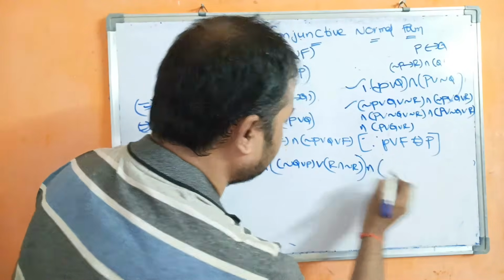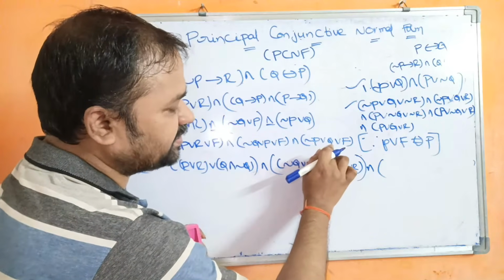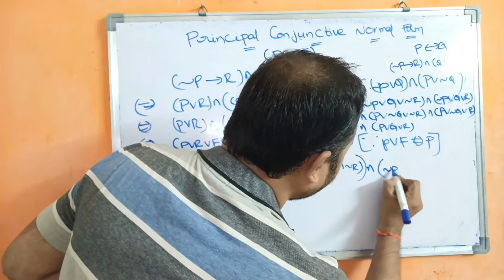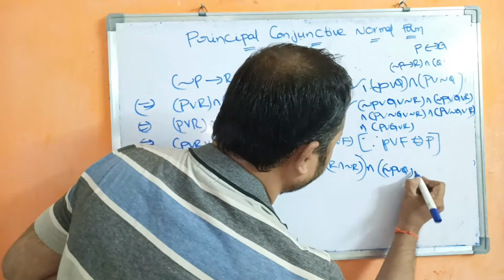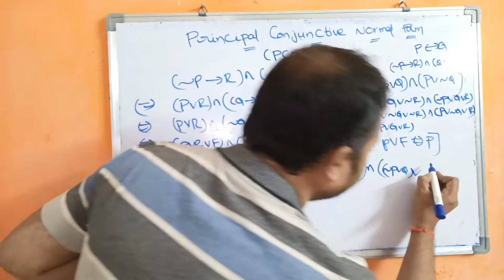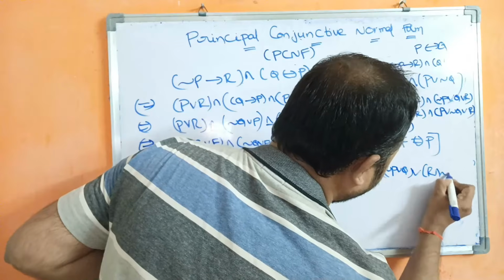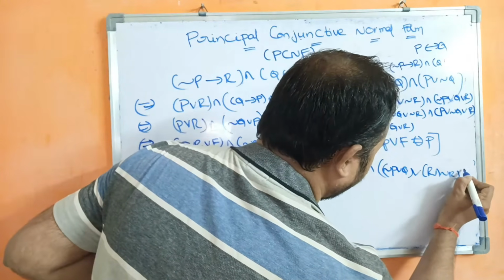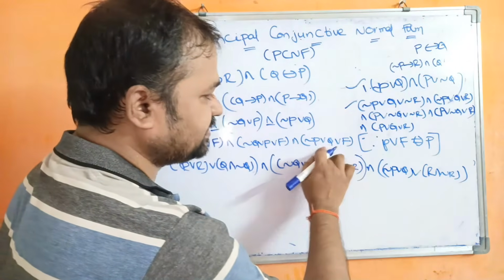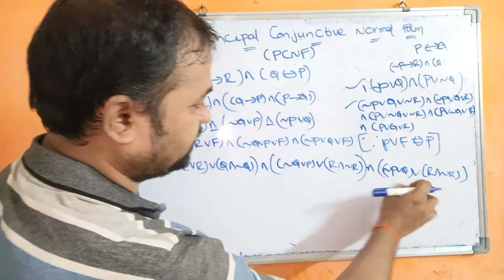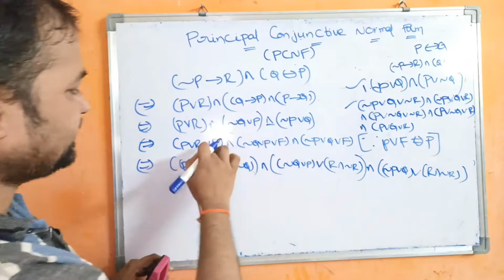And here what is missing? Here we have P and Q. R is missing. So negation P, Q, R. Here R is missing, so let us add that one. So R and negation R. Okay. Why? Because in this term R is missing. In this term also R is missing. In this term Q is missing.